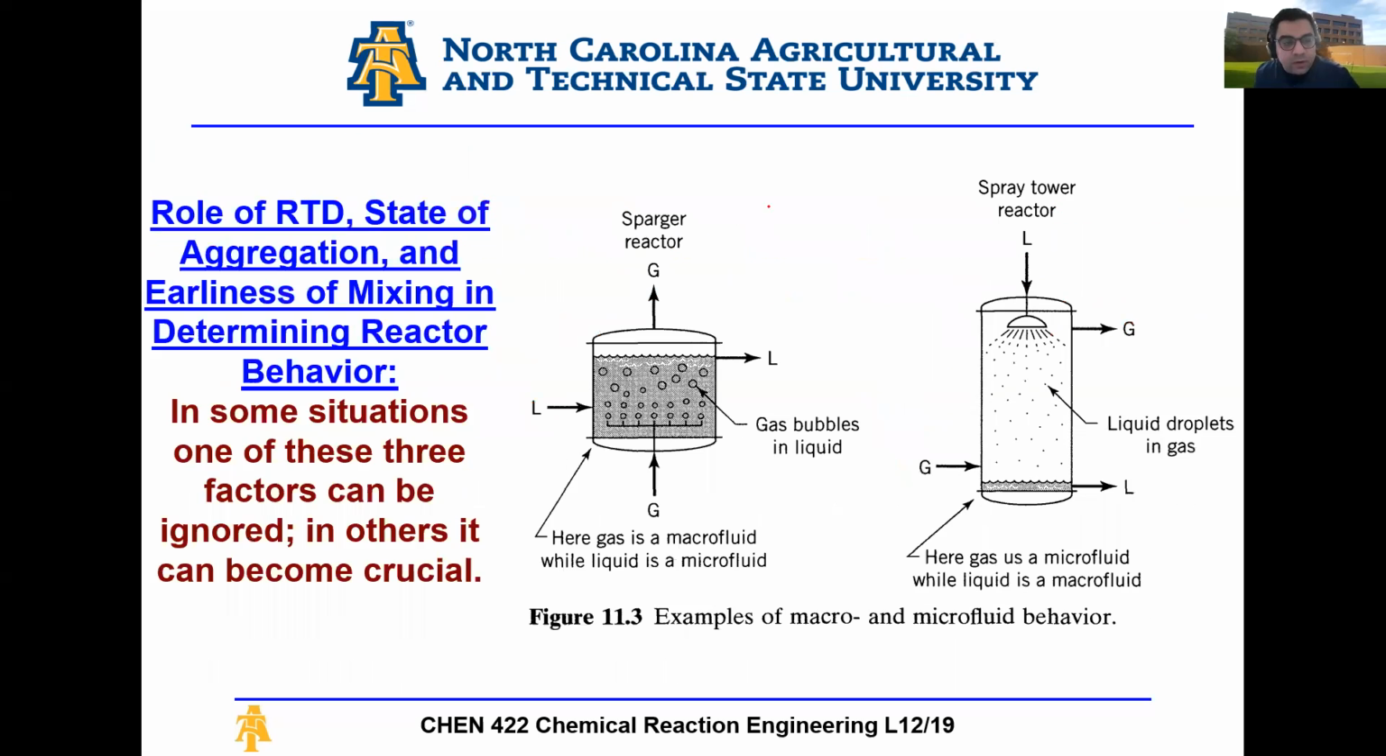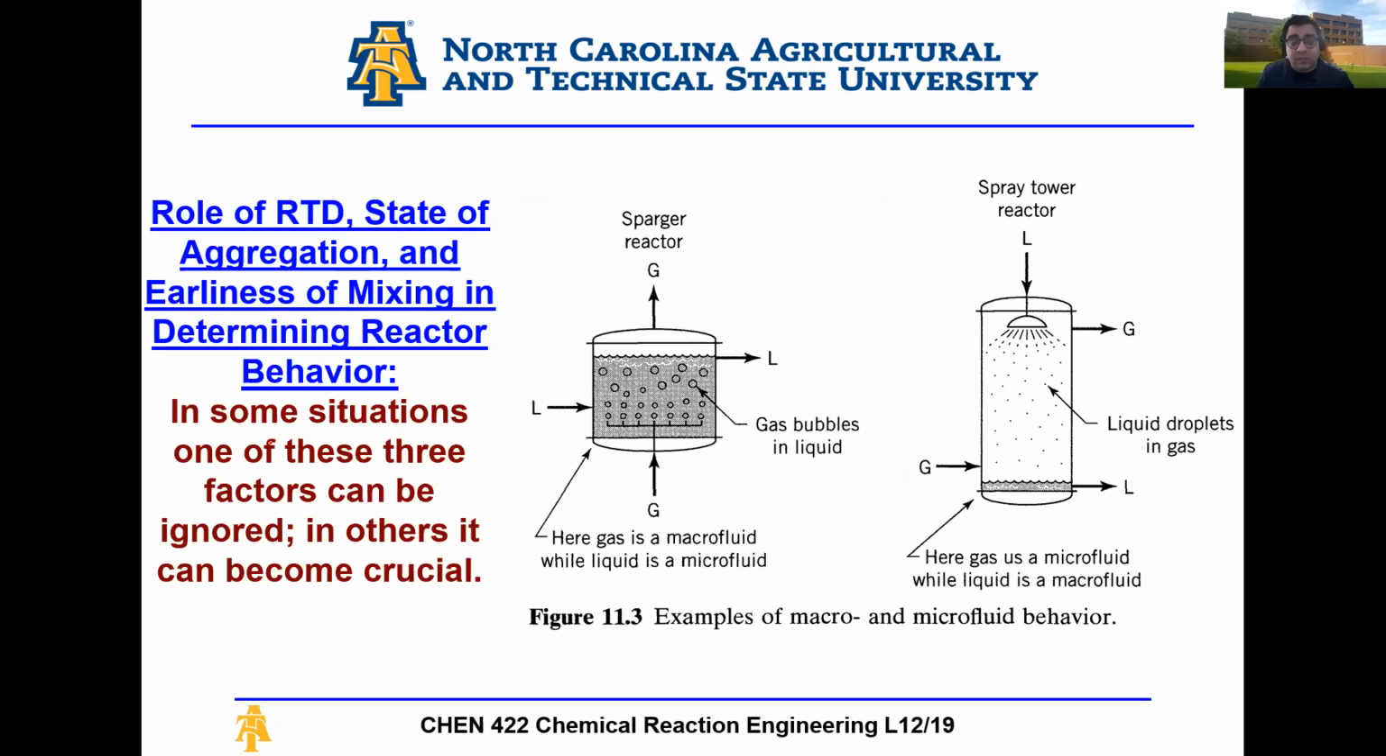Okay, let's move on. So basically, when trying to account for non-idealities, I need to think about these three things: the role of the residence time distribution, the state of aggregation, and the earliness of mixing, and how they affect the reactor behavior.